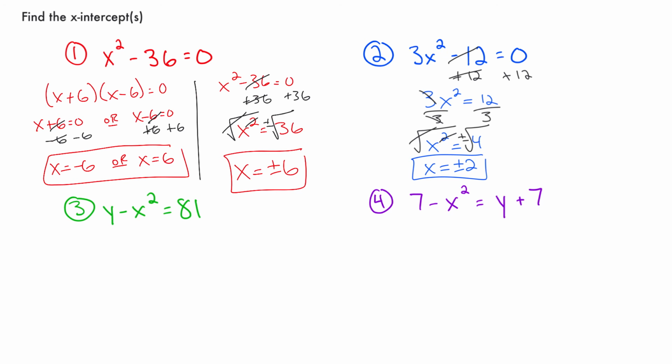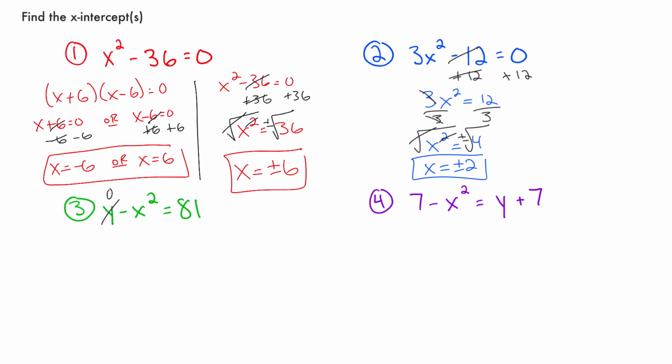Problem number 3 is the first one that's unique because there's a y in it. Remember, we're trying to solve these things. We're trying to find where these parabolas, where these quadratics hit the x-axis. On the x-axis, all coordinates have one thing in common. The y value is always 0. So you can just get rid of it.